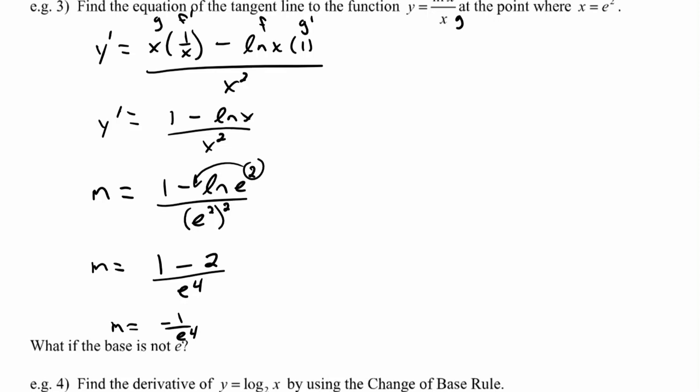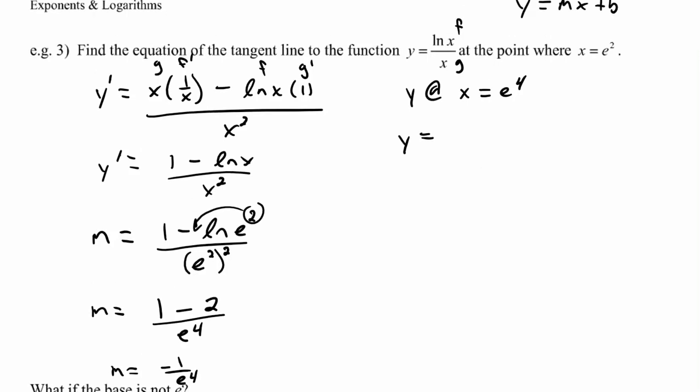So then the next piece that we're going to need is to figure out what y is, at x equal to e to the 4. So let's find the y value there. So then y would be equal to, just plugging into the original function, the natural log of, and instead of an x, it's going to be e to the power of 2, over e to the power of 2. So I'll save space here: y is equal to 2 over e squared. Okay, so I think we're ready to plug it all in.